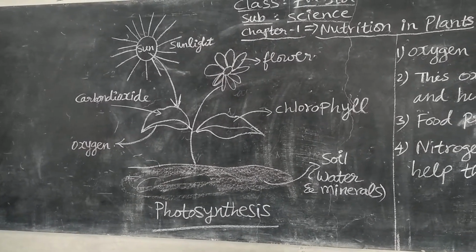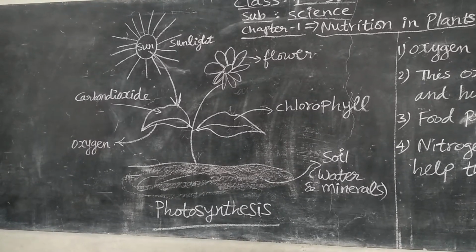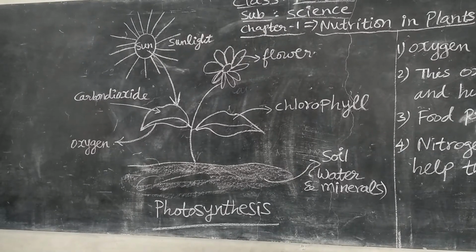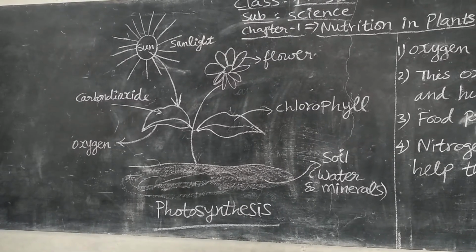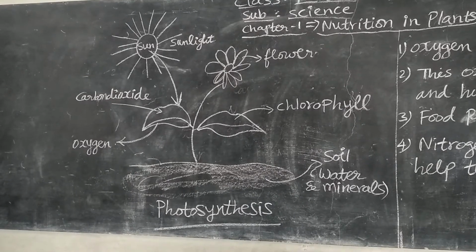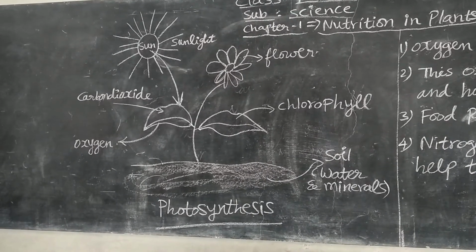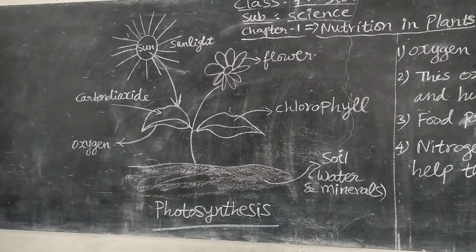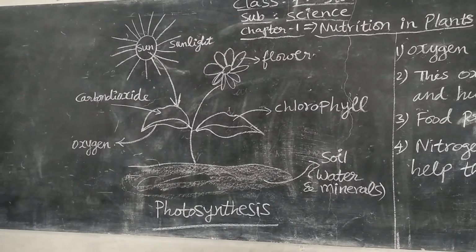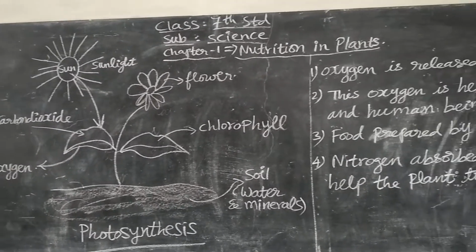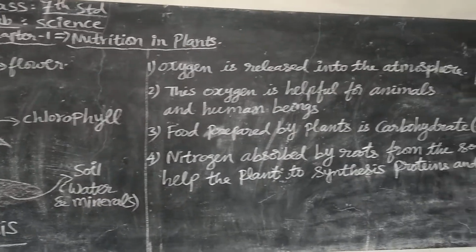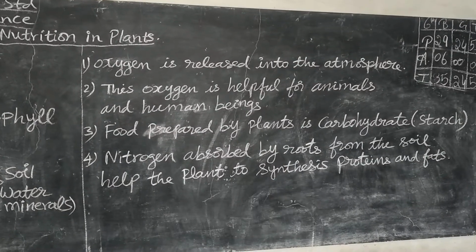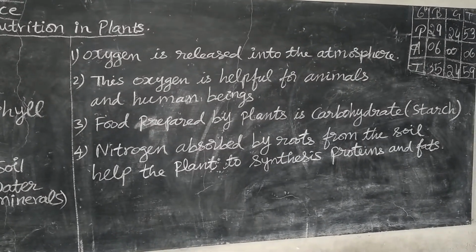So this process is called photosynthesis. The sunlight, chlorophyll, carbon dioxide and water which is there in the soil, all these come together and help in the food preparation by plants. So plants prepare their own food by a process called photosynthesis. See, oxygen is released into the atmosphere. After food is prepared, oxygen is released. This oxygen is helpful for animals and human beings.